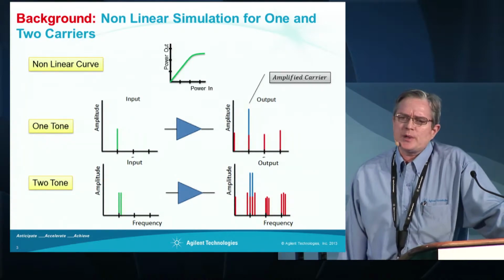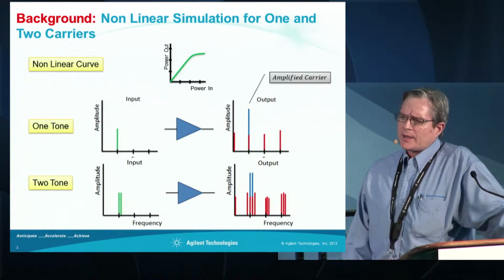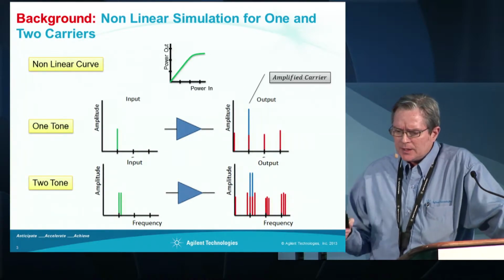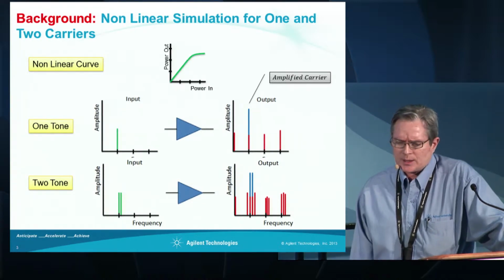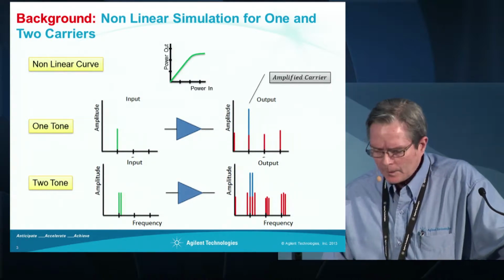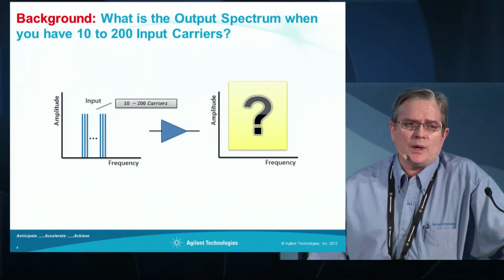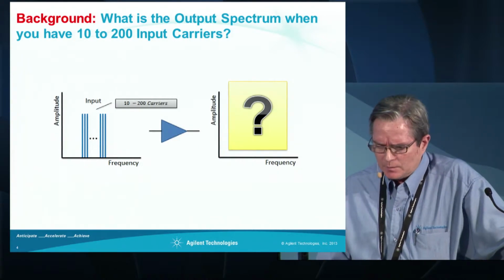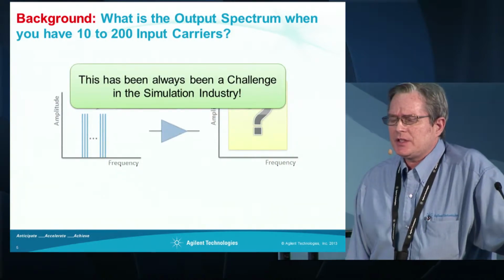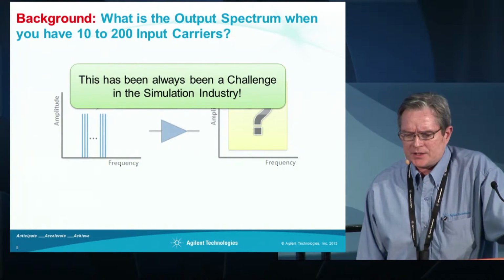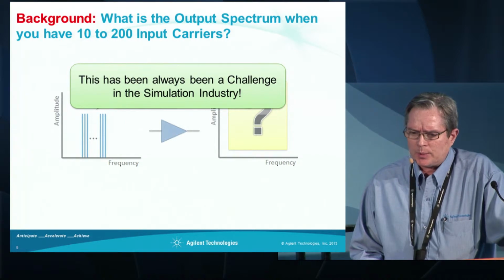Engineers are very familiar with the two-tone analysis, where we put in two tones, and then, of course, we get the third-order intermods that are just right next to the two blue carriers. And then the second harmonics, the third harmonics, and sums and differences of all those. So what do we do when you put in 100 or 200 carriers? How do you simulate that? This has been the challenge in the cable TV industry for years. So we have come up with a technique to solve this particular problem.